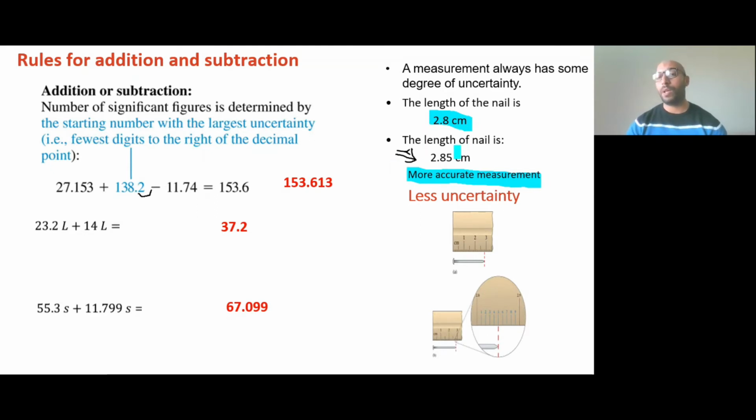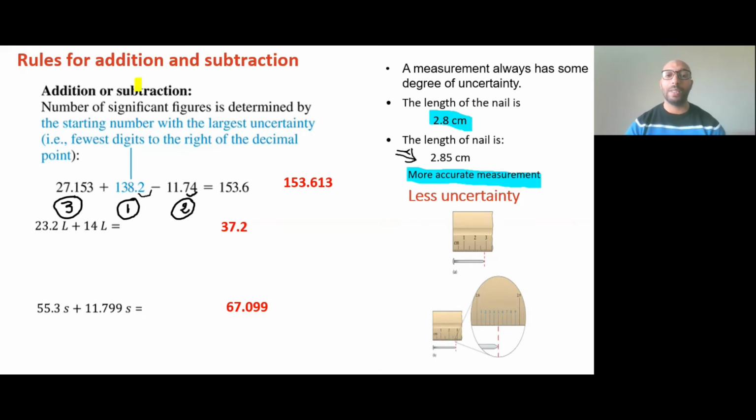What is the relationship between this degree of uncertainty and significant figures in addition and subtraction? Of course, there is a relationship. Here, how many digits to the right of the point in the first number? We have 1, 2, 3, 3 digits. How many digits in this example? We have 1 digit. How many digits in this number after the decimal point? We have 2 digits. According to this rule, which one will we choose for the result?